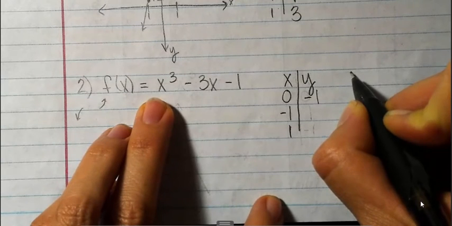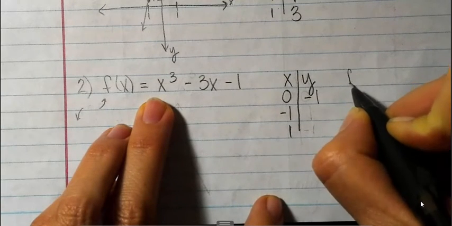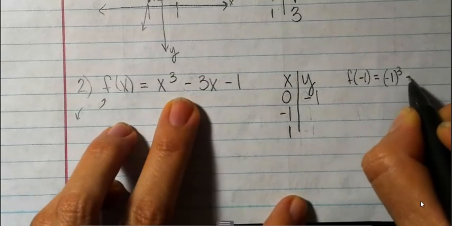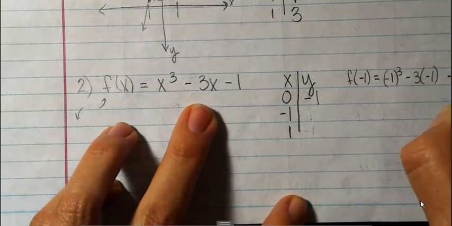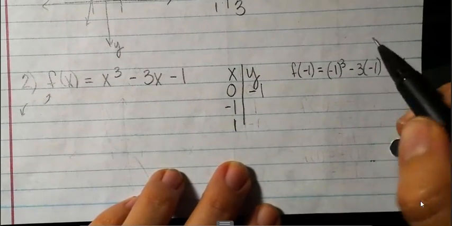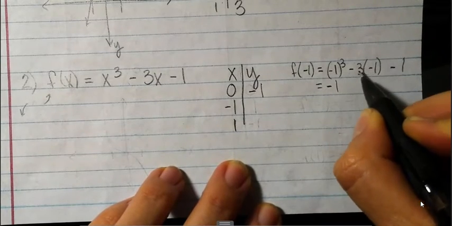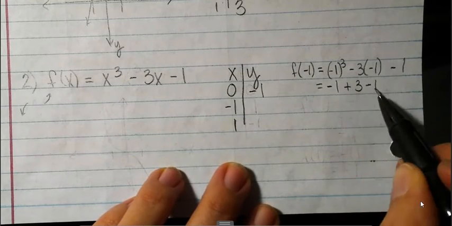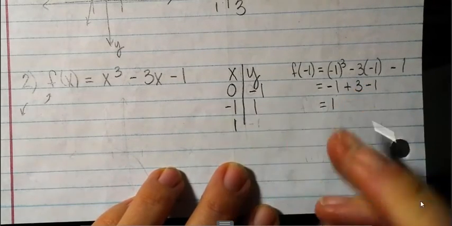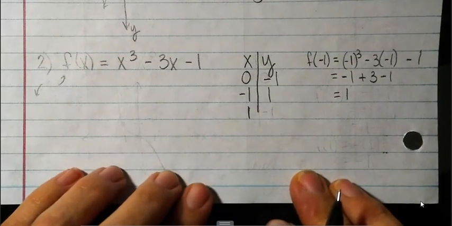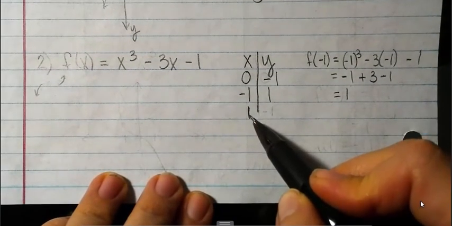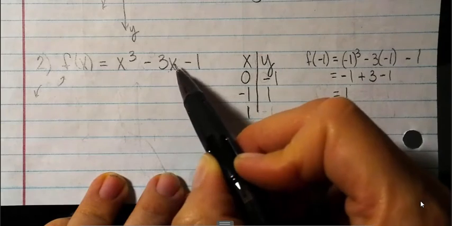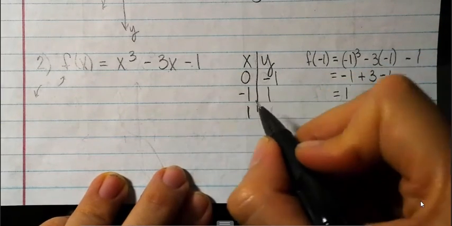So when I plug in, for example, negative 1, f of negative 1, well, that is negative 1 cubed minus 3 times negative 1 minus 1. So negative 1 cubed is still just negative 1. This becomes a positive, positive 3 minus 1. So really you have 3 minus 2. So that's going to equal 1. Okay, and plug in a positive 1. That's pretty easy. So that's 1 minus 3 minus 1. So 1 minus 3 is negative 2. Minus 1 is going to be negative 3.